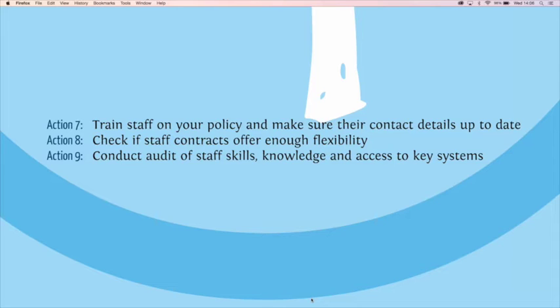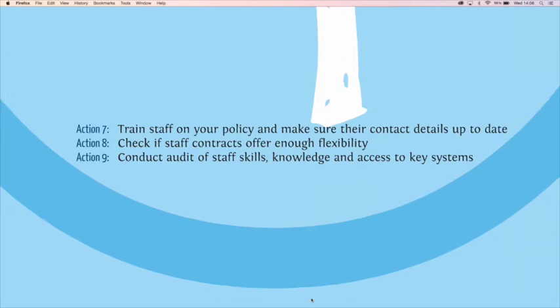Do your staff contracts give you the flexibility your business needs in terms of working hours, location, role to deal with a significant disruption? And then there's the unfortunate area of having to let staff go. Have you made sure you've audited their skills, knowledge and access to key systems?